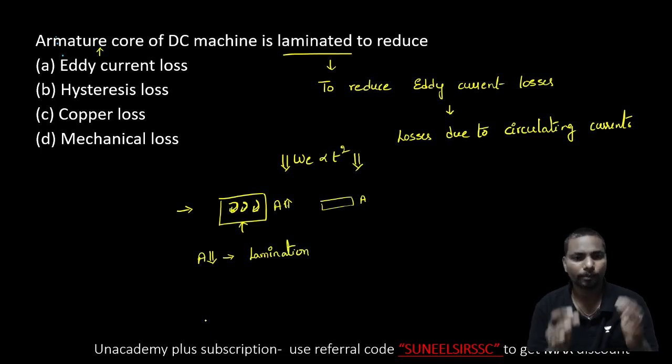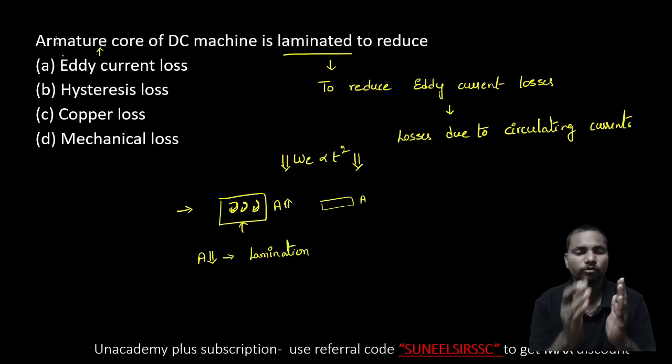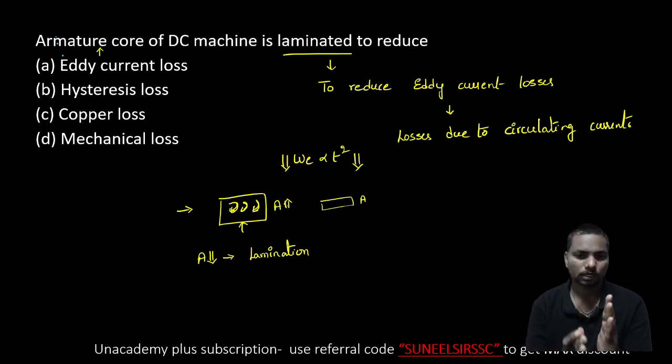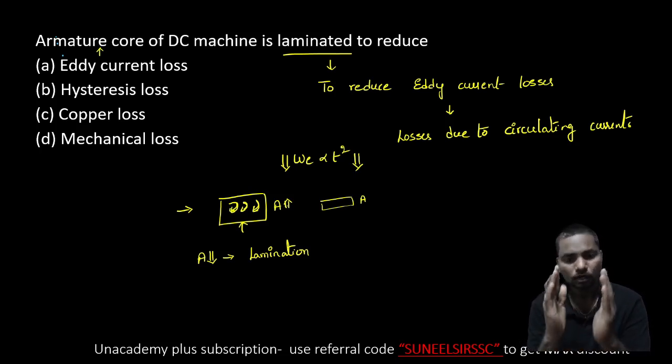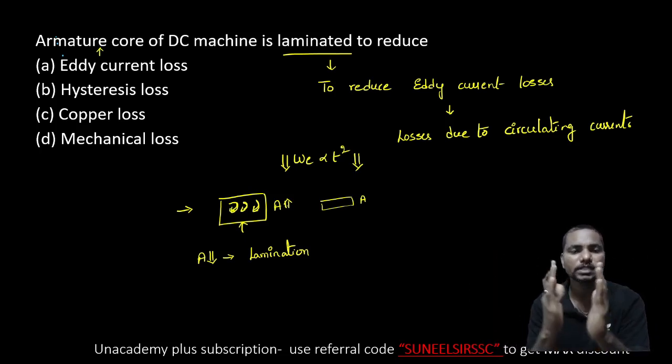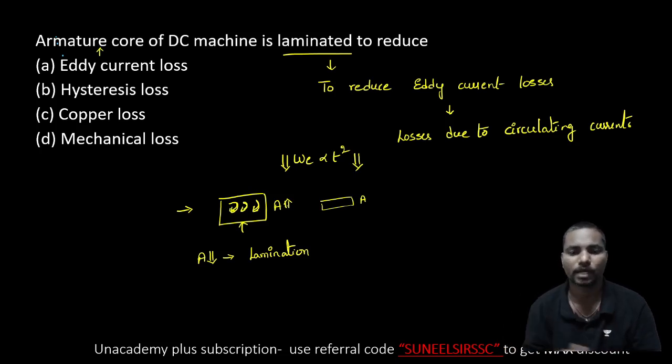That means, like a book, we know very well about the book. In the book we have so many papers. Like that, we take the laminations of the core and bunch them all together to form a single core. Why are we bunching them to form a single core? To get high mechanical strength.